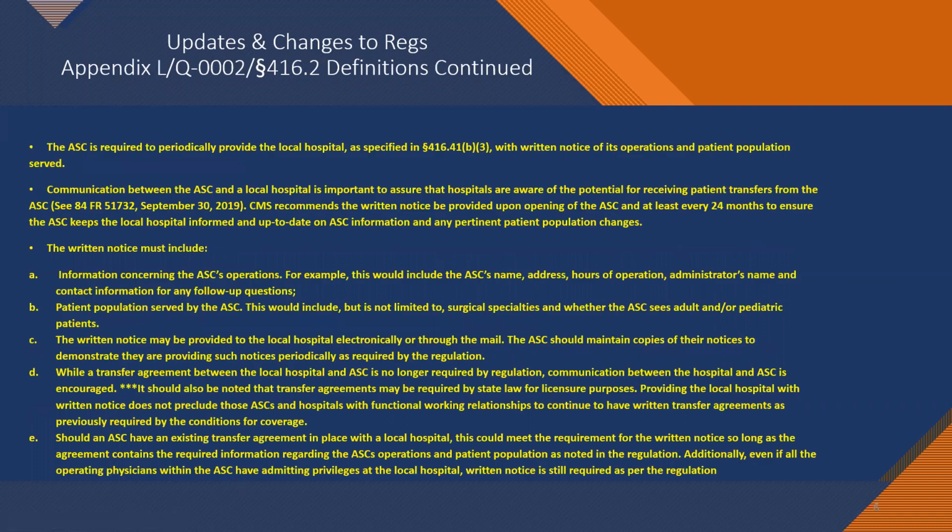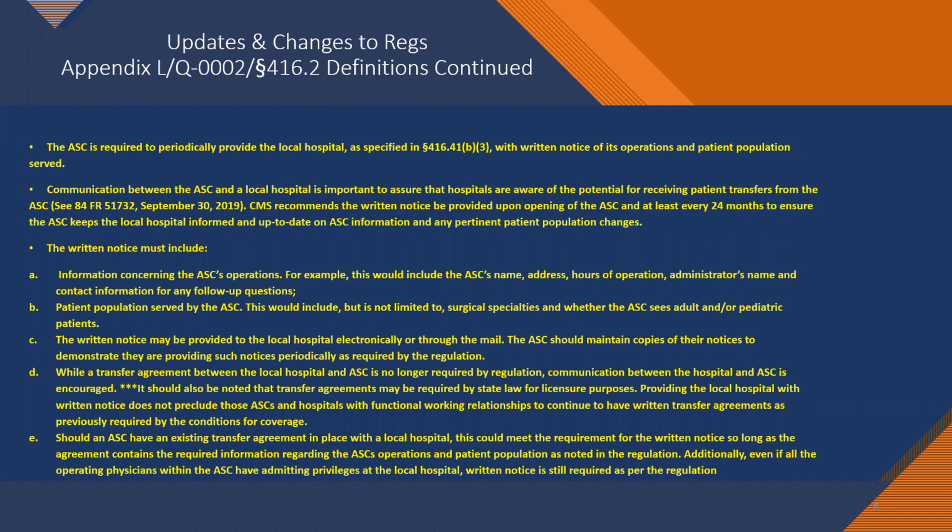The ASC is required to periodically provide the local hospital, as specified in 416.41(b)(3), with written notice of its operations and patient population served. Communication between the ASC and the local hospital is important to assure that hospitals are aware of the potential for receiving patient transfers from the ASC. This was effective September 30th of 2019. CMS recommends that the written notice be provided upon opening of the ASC and at least every 24 months to ensure the ASC keeps the local hospital informed and up to date on ASC information and any pertinent patient population changes.